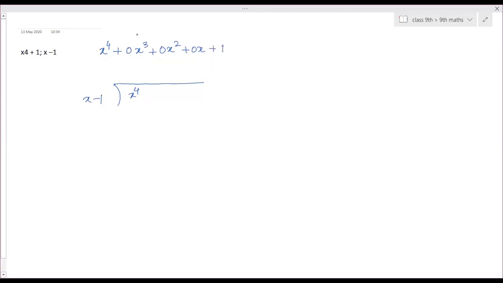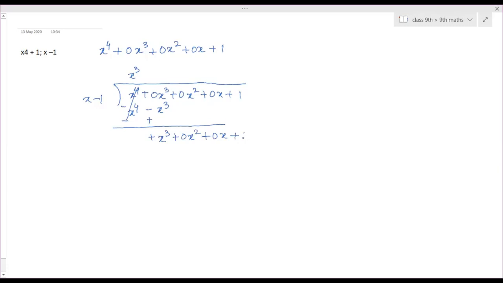So we have to write the p(x) value in this form: x to the power 4 plus 0x cube plus 0x square plus 0x plus 1. And now start dividing. So first quotient will be x cube. x cube into x will be x to the power 4. x cube into minus 1 is minus x cube. Subtract, sign will change. These two get cancelled. Now 0 plus 1 is 1. So it is plus x cube plus 0x square plus 0x plus 1.